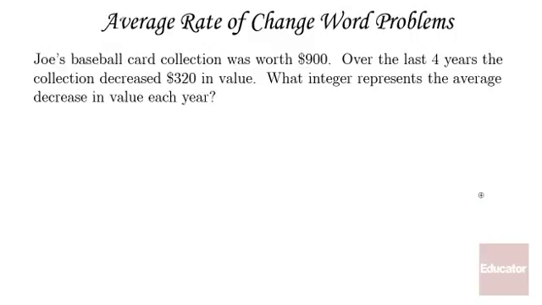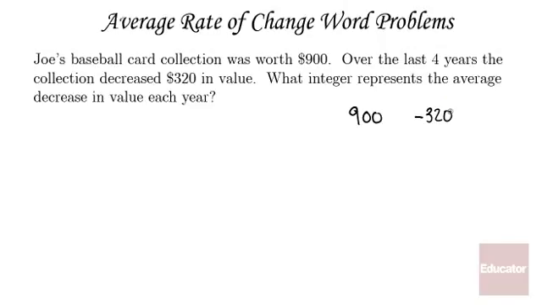So Joe's baseball card is worth $900. That's a positive amount. That's how much he has, $900 worth of baseball cards. Over the last 4 years, the collection decreased $320 in value. A decrease in value means we're going downward, so it's going to be a negative $320. What integer represents the average decrease in value each year?